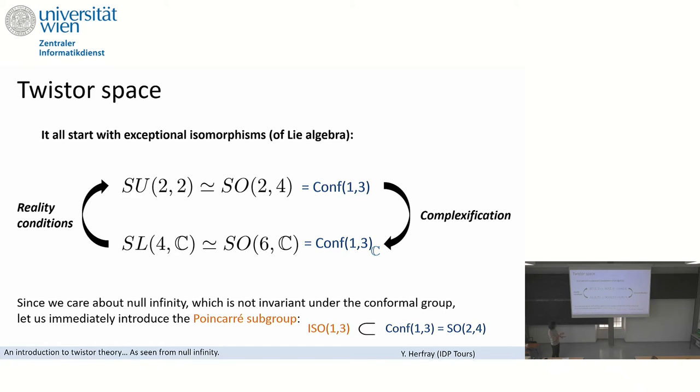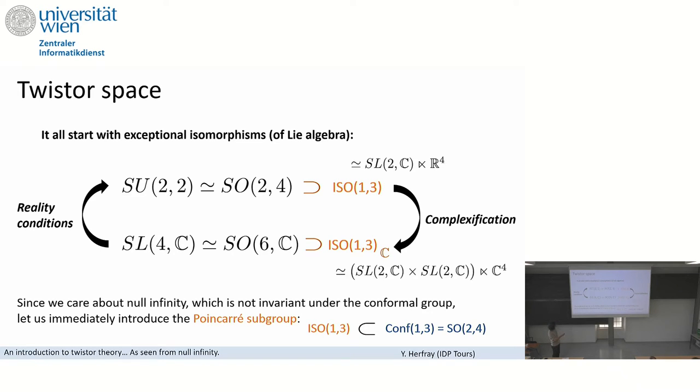I will be coming to twistor space, but maybe I should already say that because we care about null infinity in this presentation, null infinity is not something that is preserved by the conformal group. So immediately I'm going to break conformal invariance, which is what people would not do in the classical framework, because usually you want to emphasize conformal invariance. But here we care about scri, so we immediately want to break conformal invariance, and we choose a Poincaré group inside the conformal group, a complexified Poincaré group inside the complexified conformal group. Immediately doing this is going to help us understand things.